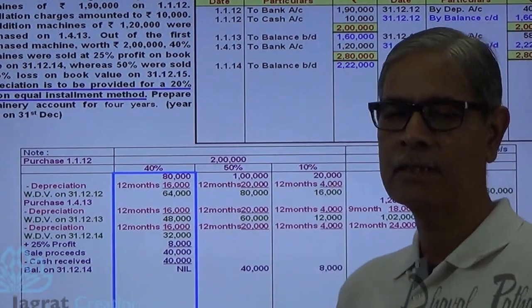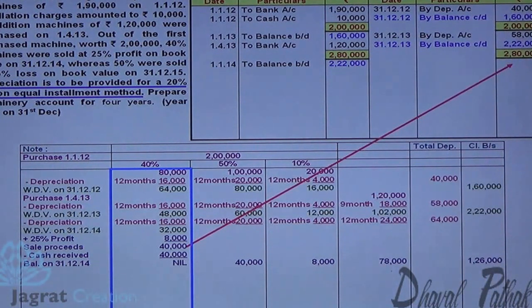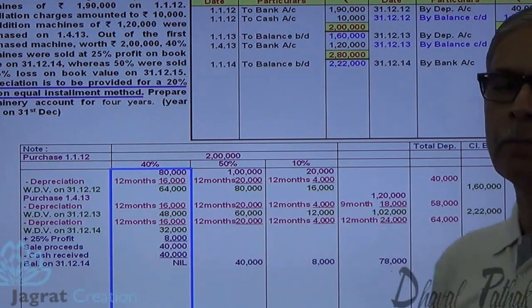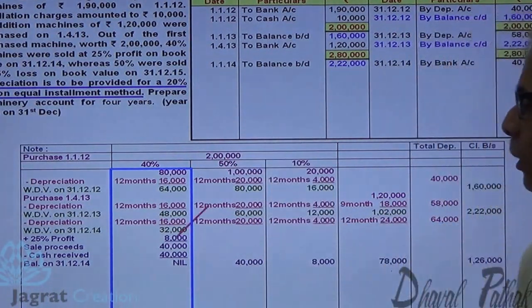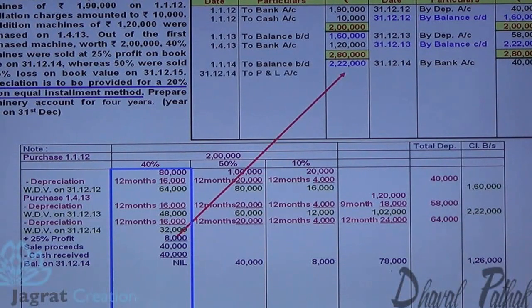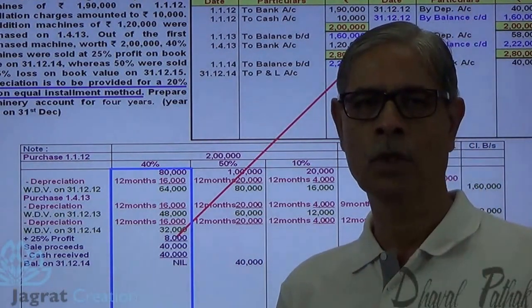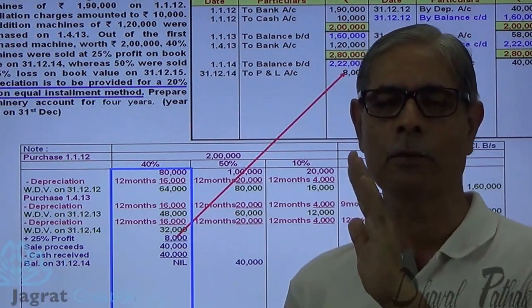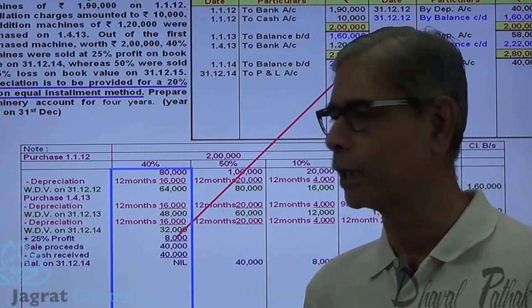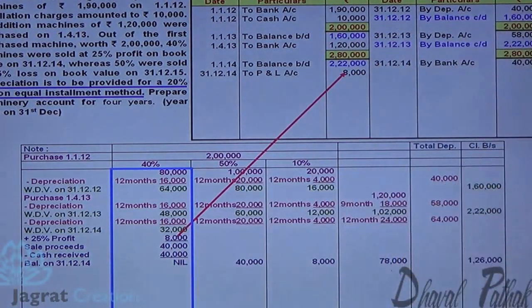Now the sales and the profit on sale are to be recorded. Bank account debit to machinery account credit 40,000, and profit on sale of machinery will be credited to profit and loss account and debited to machinery account. Machinery account debit to profit and loss account credit. Remember, whenever the machinery is sold, the book value of machinery after depreciation till the date of sale is to be credited to machinery account. The book value is 32,000, so here you are required to credit 32,000.